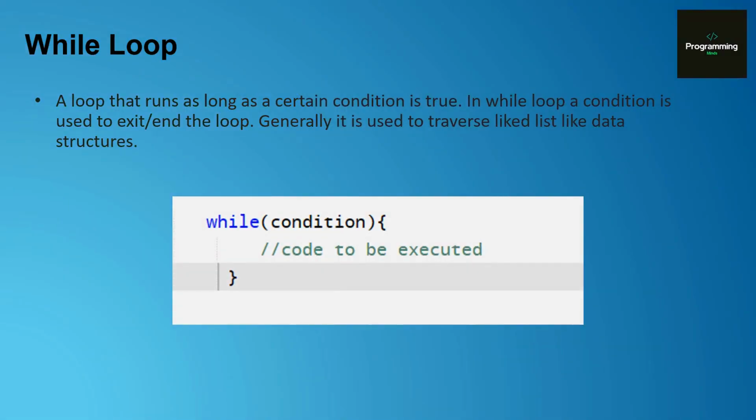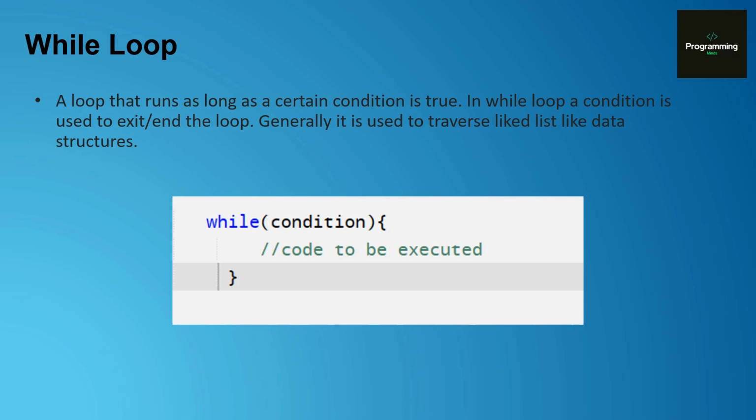Now the second loop present in C++ is the while loop. A while loop runs as long as a certain condition is true. In a while loop, a condition is used to exit the loop, which means as you can see in the syntax, once the condition is satisfied, the loop will end. Generally it is used to traverse linked list like data structures.